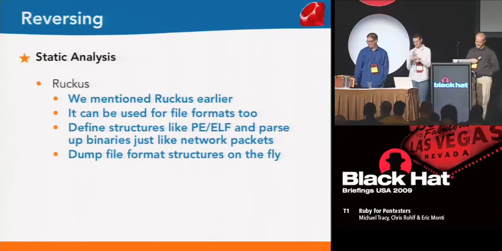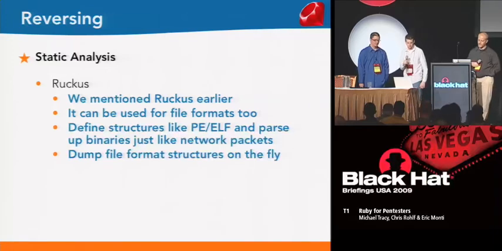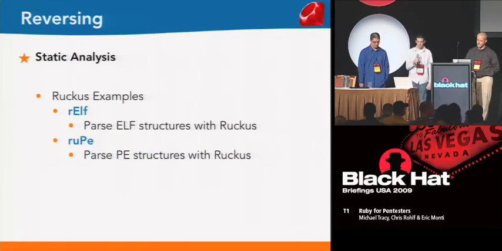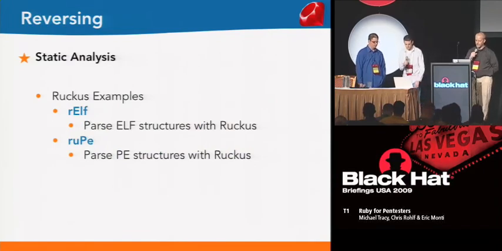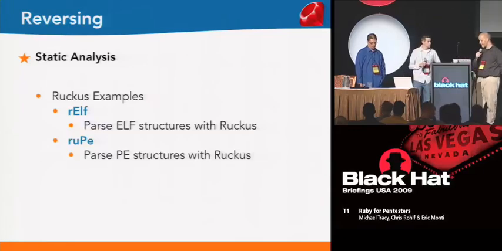So back to static analysis. We can use Ruckus for file format structures too, not just network packets. We need to be able to parse executable file formats like ELF, PE, and Mach-O and a dozen others. A good example of that: we've written Rolf and Rupee, which are basically PE and ELF parsers in Ruby that work with Frasm and with some of the other tools that we've developed. In a lot of ways they're almost identical, except they have different file format parsers, but they both hook Frasm the same way.